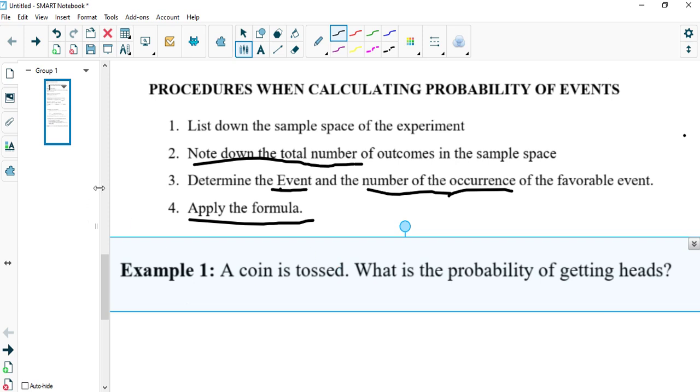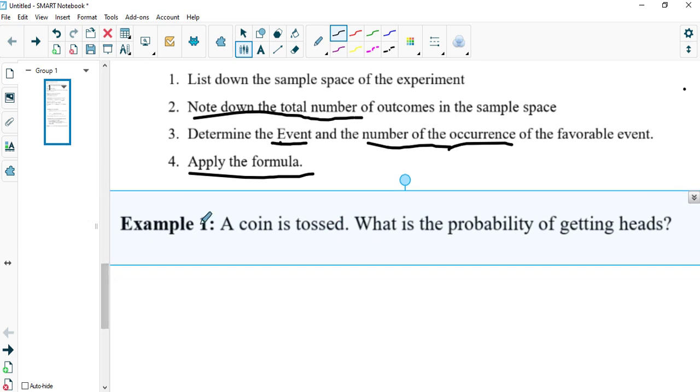All right, so example number 1 is a coin is tossed. Remember what we say in the first place, that in probability basics we say that you have an experiment, and some examples of experiments are tossing a coin, rolling a dice, shuffling playing cards. So these are examples of experiments in probability. This one is our experiment: you are tossing a coin. The question is, what is the probability of getting heads? What is the chance of getting a head?